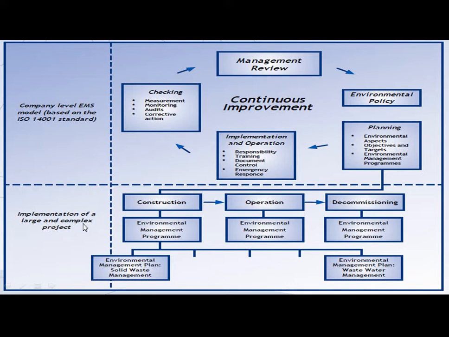Now for implementation of large and complex projects, what will happen here? Construction, operation and decommissioning phases are there, and they are all connected with each other. So the planning stage will go into great detail, not just implementation. Planning covers the construction, the operation and the decommissioning, each of them. Again, for construction an environmental management program will be there, for operations an environmental management program is there, and for decommissioning also an environmental management program will be there: how to operate, how to decommission, and how to construct. To be more specific on construction, there are environmental management plans for solid waste management and for wastewater management. So all these components are the environmental management plan only.